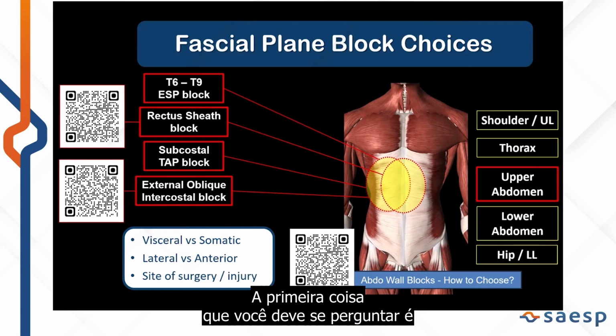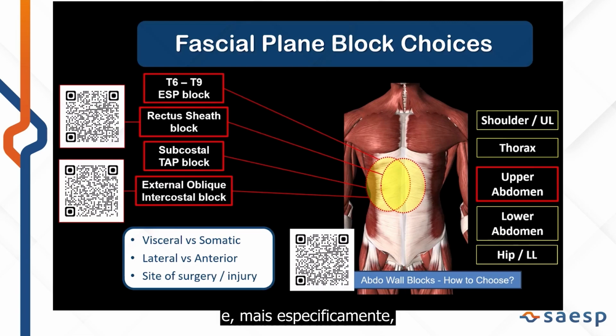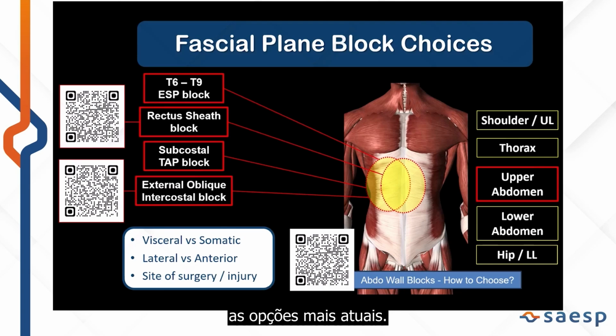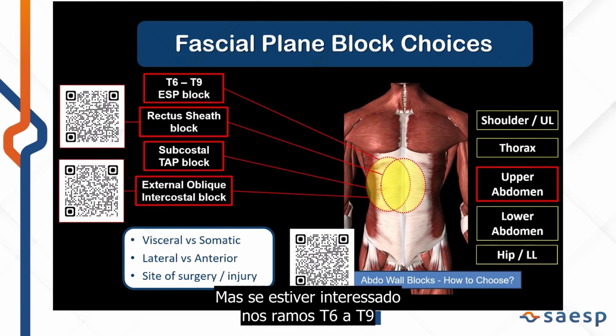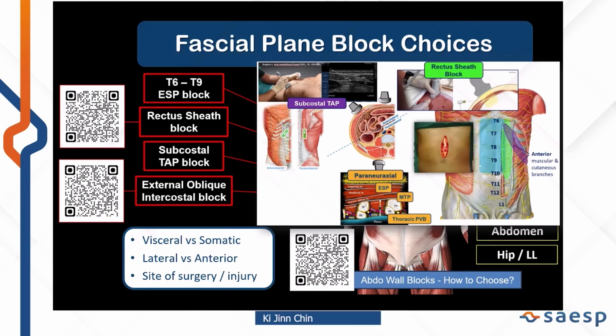But the first thing to always ask is, which spinal nerves are you interested in, and more specifically, are you trying to cover the upper or lower abdomen? If it's the upper abdomen, then I think these are the current options as I see it. Now, you're interested in the T6 to T9 or 10 branches, and other questions you should ask yourself is whether you're trying to cover the anterior or lateral aspects of the abdomen or both, and whether visceral pain is going to be a big component, because visceral analgesia can only be provided by a paraneuraxial technique.